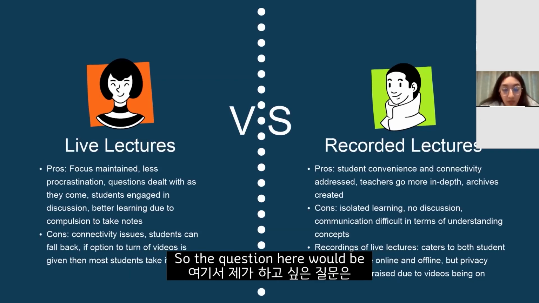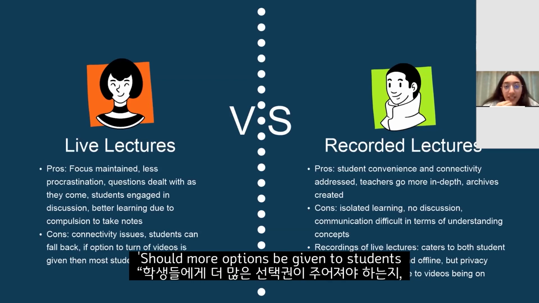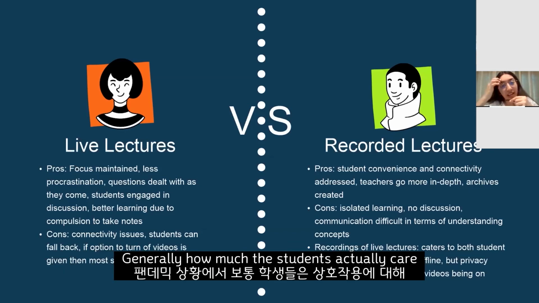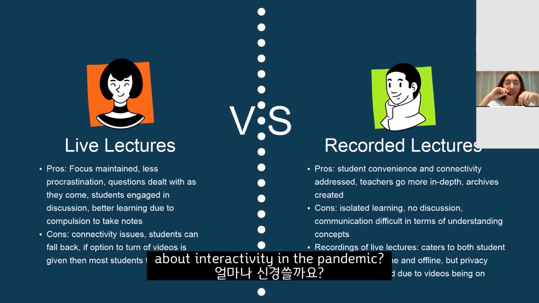So the question here would be, should more options be given to students, or would that just lead to further procrastination and fatigue? And, generally, how much do students actually care about interactivity in the pandemic?